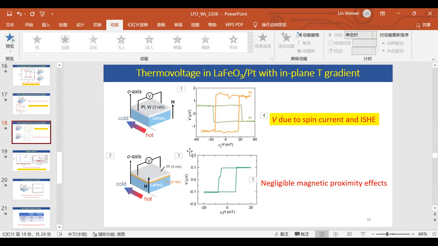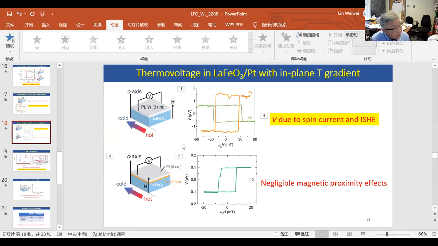Okay, Professor Shah, please go ahead. Okay, thanks. Very nice talk, Ling. I just have two questions. On this graph, when you have an in-plane thermal gradient, if you put the electrode voltage along the thermal gradient, do you observe a voltage? You probably have talked about it, but I missed it.